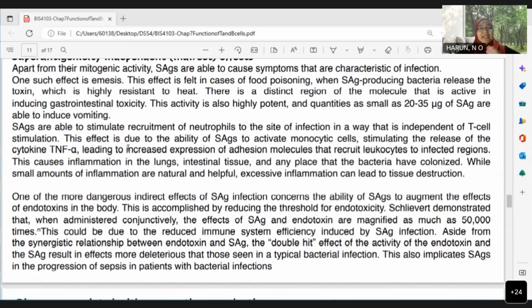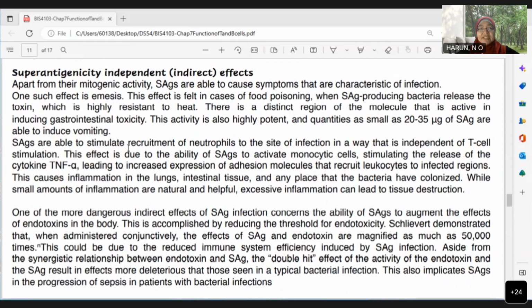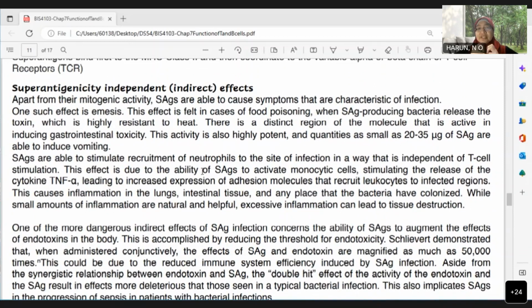Then this particular SAG is able to stimulate the recruitment of neutrophils. The first thing is they recruit the neutrophils to the site of infection in a way that is independent of T-cell stimulation. First thing first, they stimulate and recruit our neutrophils to the site of infection. This is its first action.